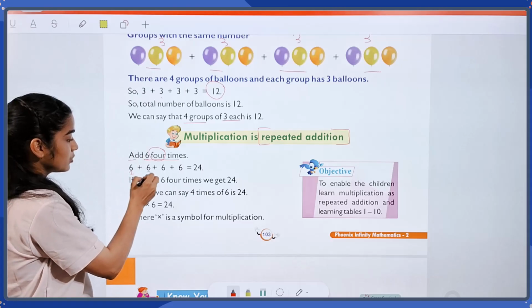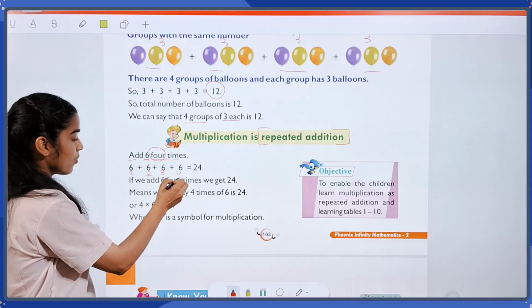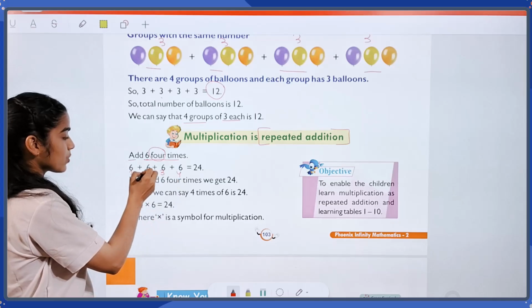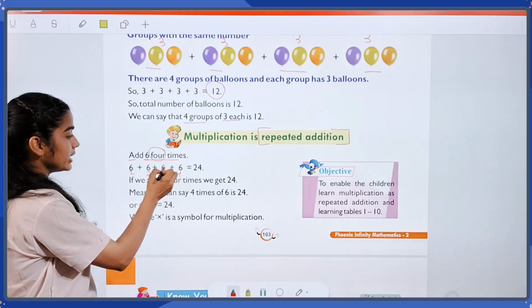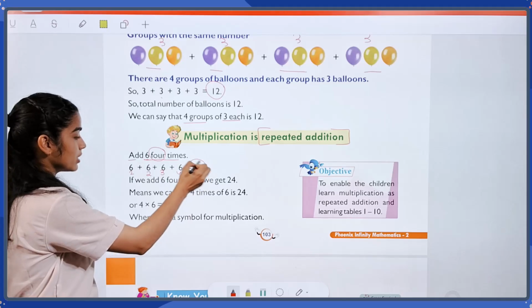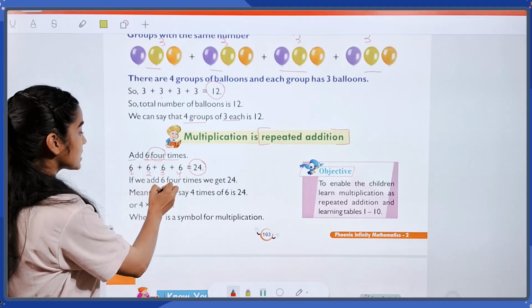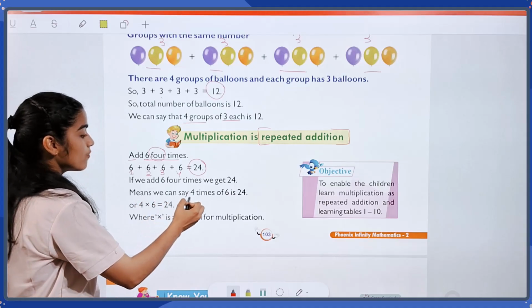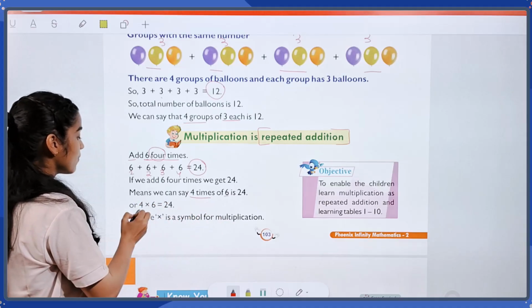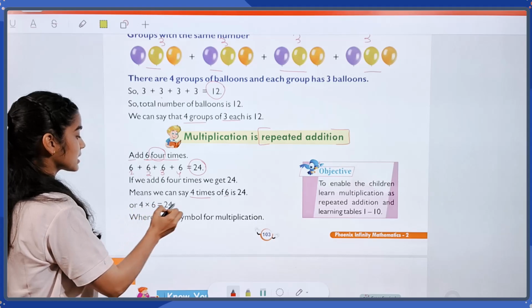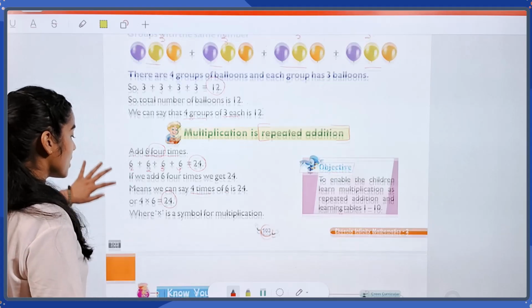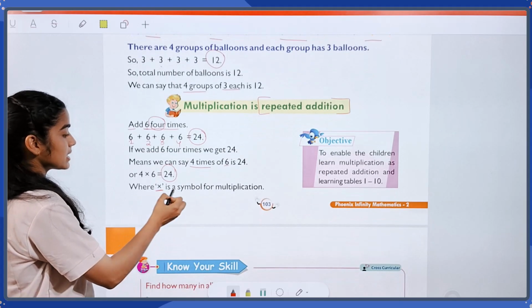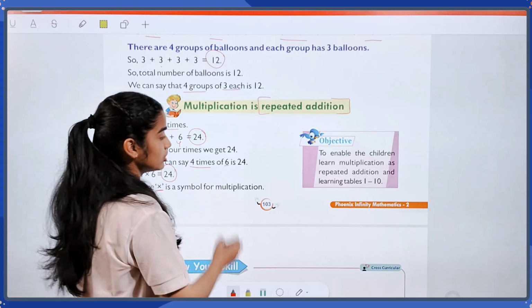1, 2, 3, 4. So 6 plus 6 is 12. 12 plus 6 is 18. 18 plus 6 is 24. Here is your answer: if we add 6 4 times, we get 24. Means we can say 4 times 6 is 24. 4 multiplied by 6 is 24, where this cross, this X, is the symbol for multiplication.